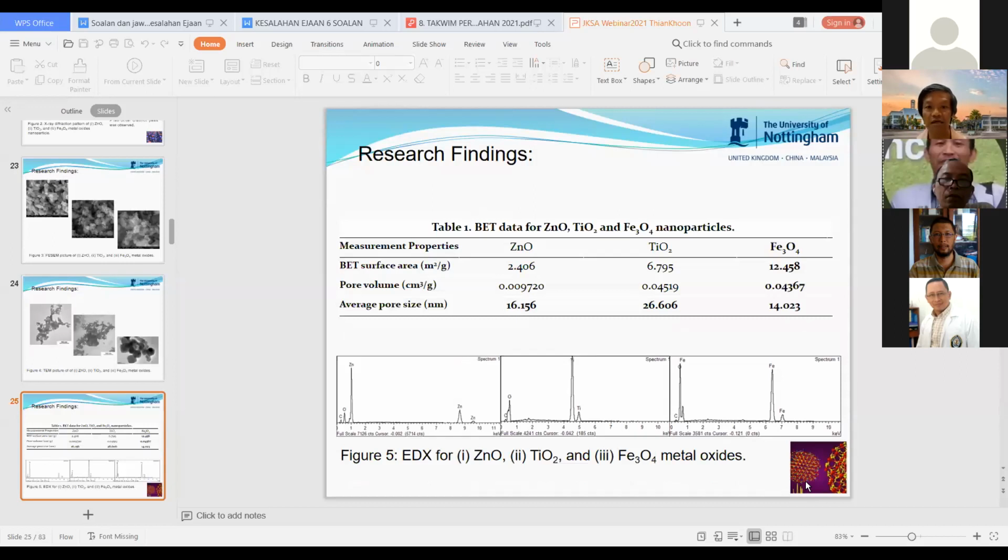We also look at the purity in another form, which is EDX, besides the XRD. We want to look at what metals are inside our substance. They seem to be really pure for zinc, titanium, and iron. The carbon here is also a common observation, due to the preparation plate, which is reflected in the results. The BET shows very different surface areas for zinc oxide, titanium dioxide, as well as iron oxide.